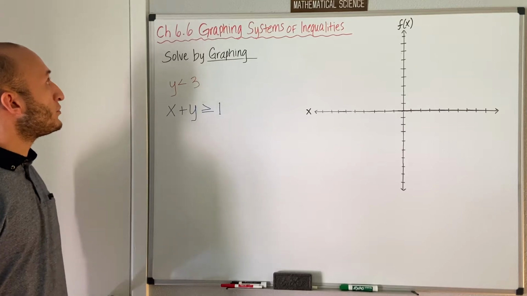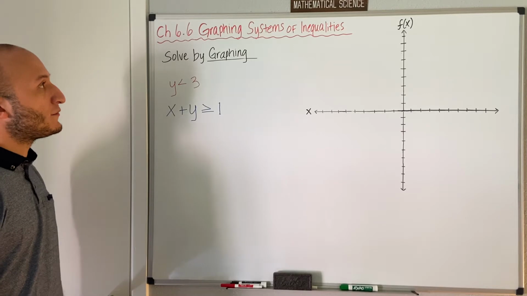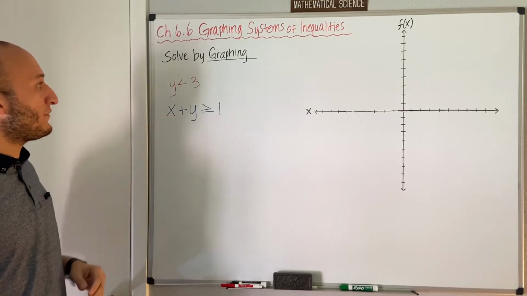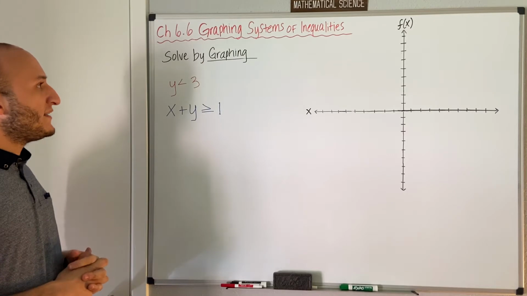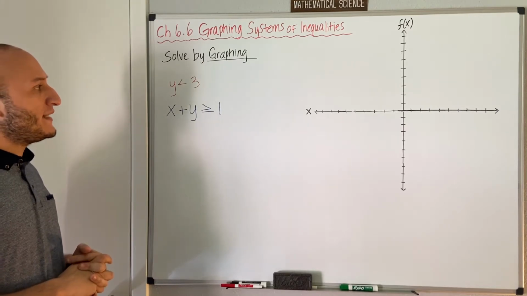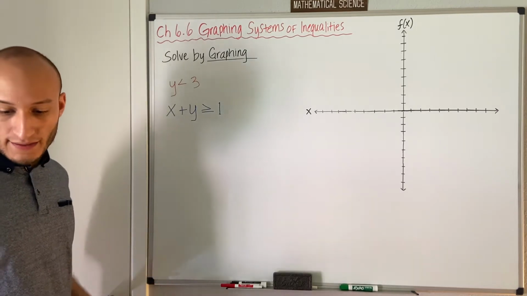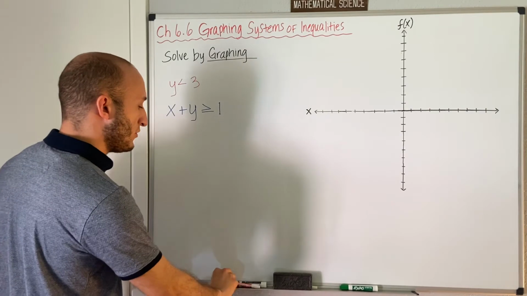Working on examples in chapter 6.6, which talks about graphing systems of inequalities. So, solve by graphing. I have these two systems of equations. In order for me to graph, I need to set them into y equals mx plus b form, right? That's the easiest way to do this. So I'm going to go ahead and do that.